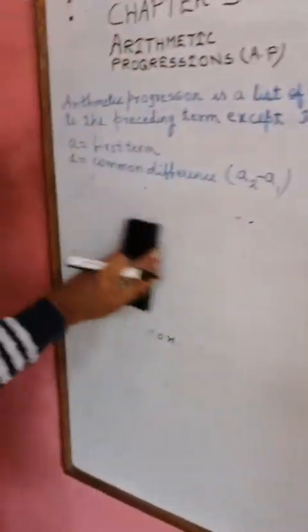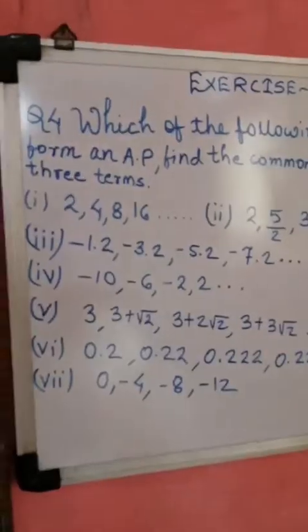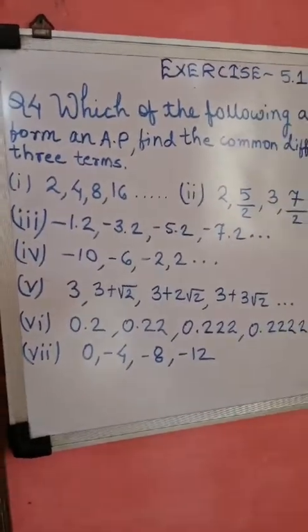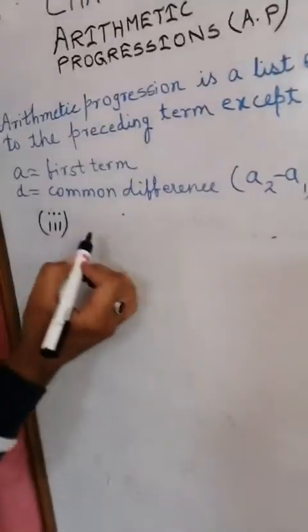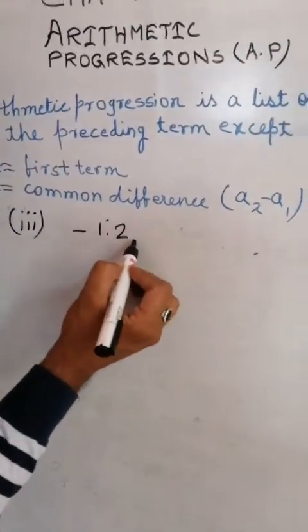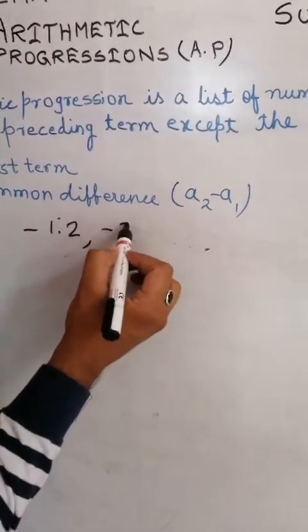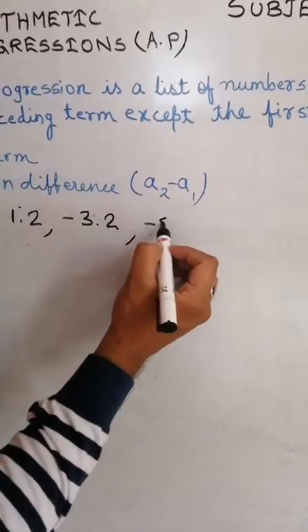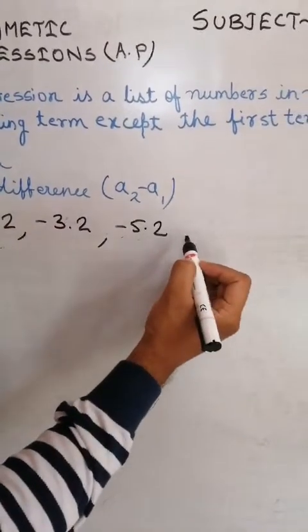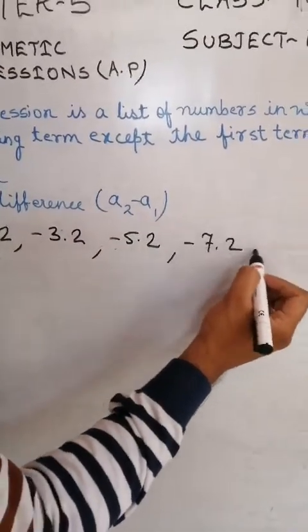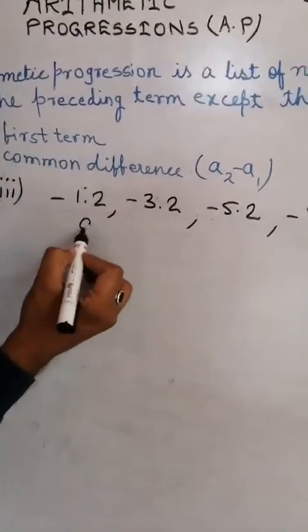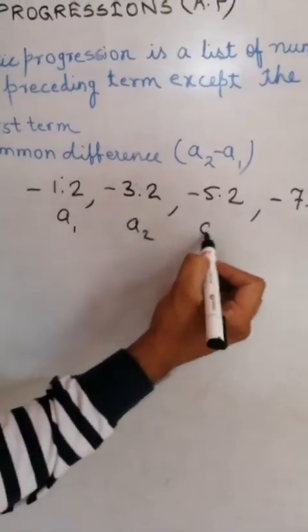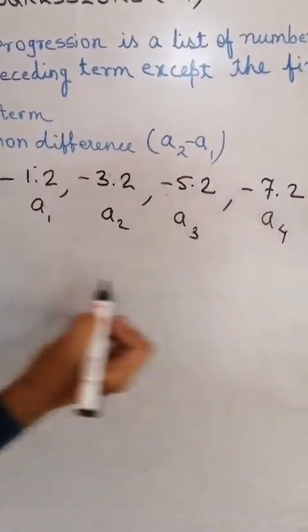I will take question number 3, which has numbers in the form of negative numbers. So question number 3 is minus 1.2, minus 3.2, minus 5.2, minus 7.2. So this is A1, A2, A3, A4.